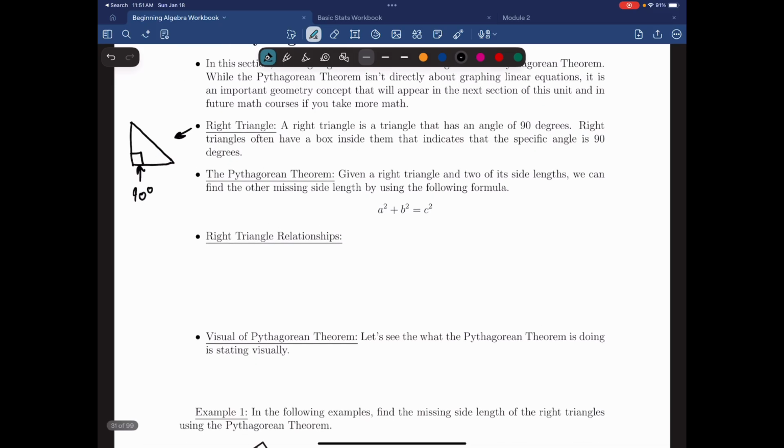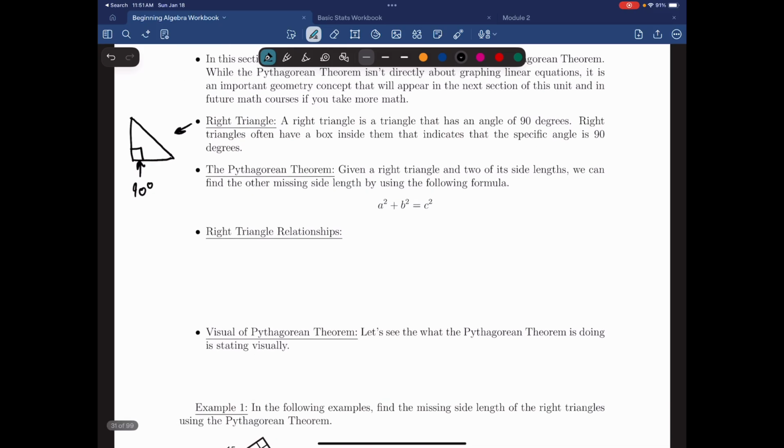Now, the Pythagorean theorem states that if you're given a right triangle, its two side lengths, we can find the other missing side length by using the following formula. A squared plus b squared equals c squared. So, what does this look like and what does that mean? Well, let's get into it.